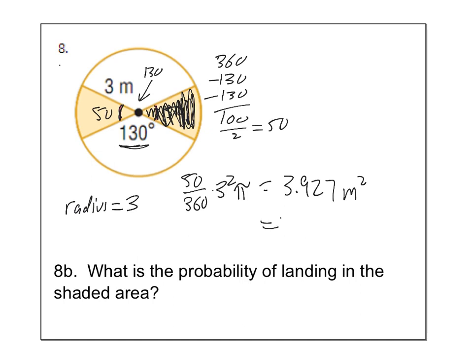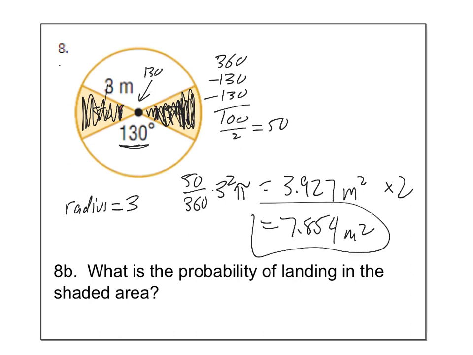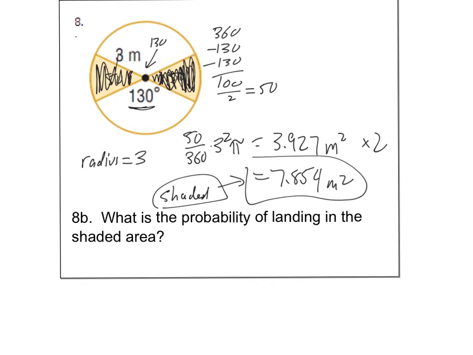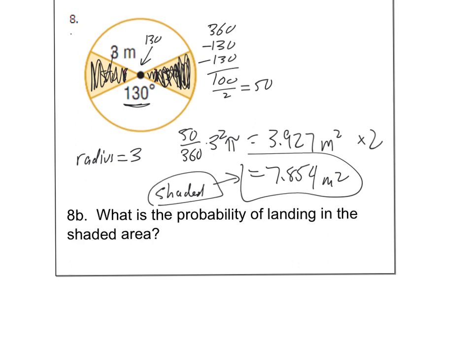So then if I double it, that's going to be 7.854. Okay, so I got to take that times 2 because there's 2 of them. So that would be the area of just my shaded part. But now, what's the question asking? Question's asking for a probability. So all I do for that is I take the shaded part over the whole thing. So I've got the 7.854 meters squared, and I want to divide that by the whole thing, which is just 3 squared times pi.